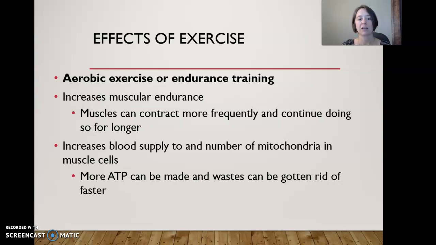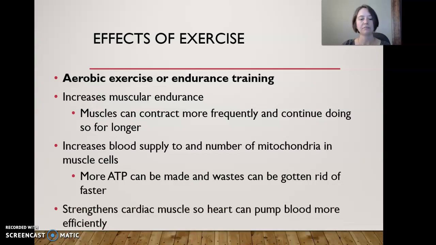But about the blood supply, blood is carrying oxygen. You have more oxygen that gets to your muscles so you can do that cellular respiration. But it also carries away waste. So you can get rid of that waste and the cells can keep performing their contractions. Interestingly, one of the best benefits of aerobic exercise is what it does for your heart. It is like weightlifting for your heart. It strengthens that cardiac muscle so the heart can pump blood more efficiently.